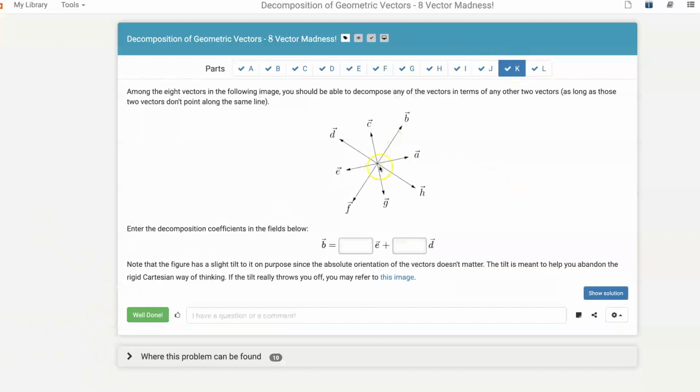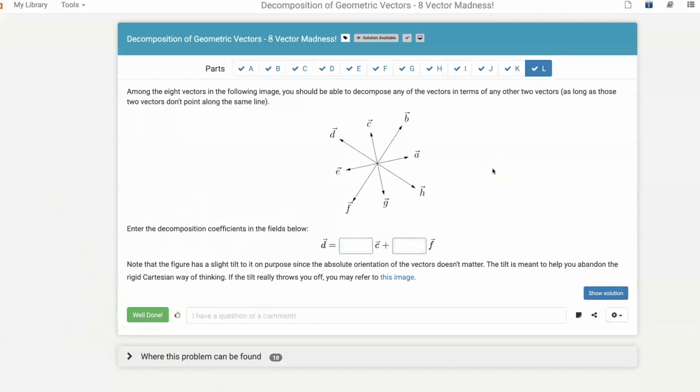K. In K, we have to express B as a linear combination of E and D. So it's similar to, I believe it was I, where we used one vector to travel from the tip of one of them to the other. But here I can see how to get from D to B using E. I have to go to D and then subtract E and subtract E again. So it's D minus 2E, or minus 2E plus D.